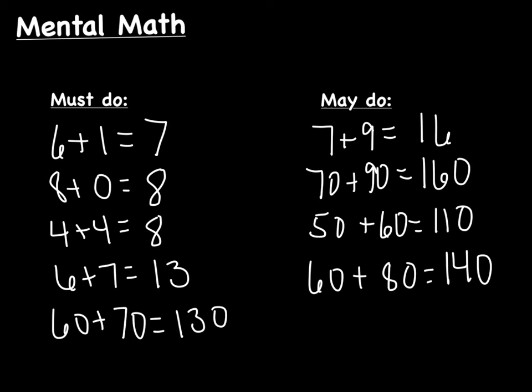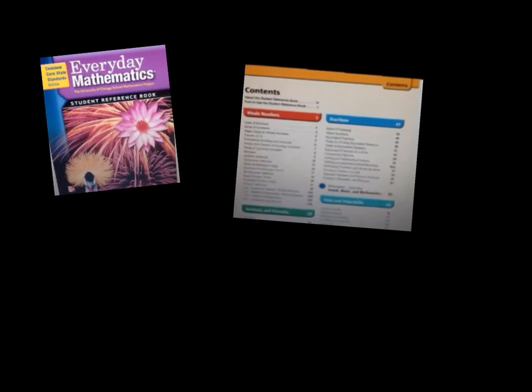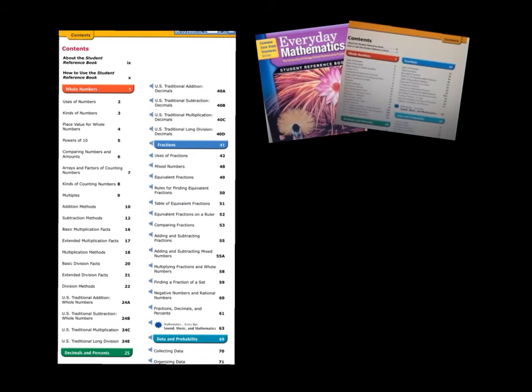You can now erase your board and set your board, marker, and eraser down. Remember that your board, marker, and eraser are only used for the mental math part and should not be used to draw or for any other reasons during the lesson. If you don't already have one, each partnership now needs to grab a student reference book and then open up to the table of contents. My table of contents page here looks just a little different because it came from the Everyday Math website instead of the book, but it has the same information.